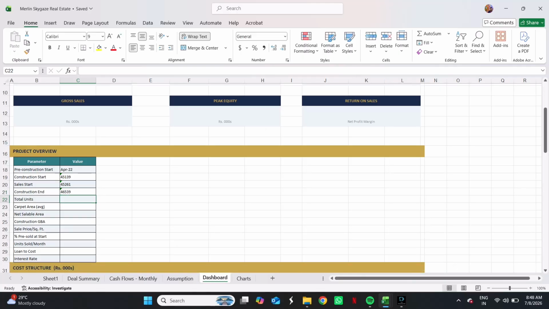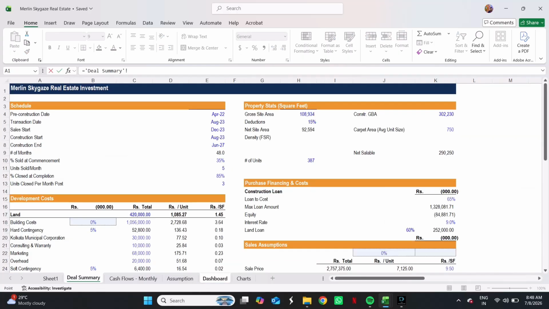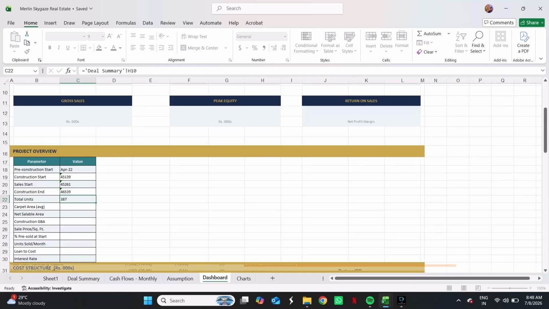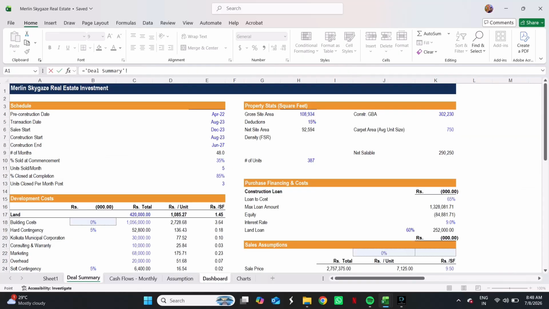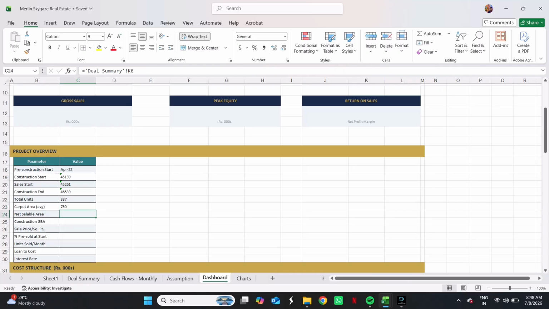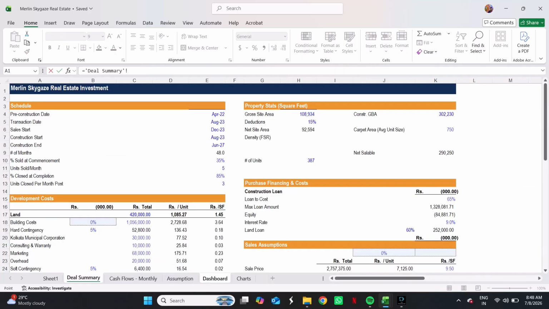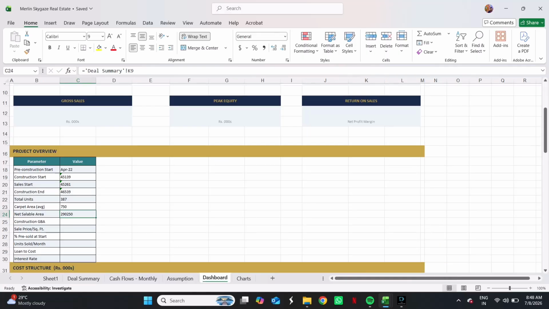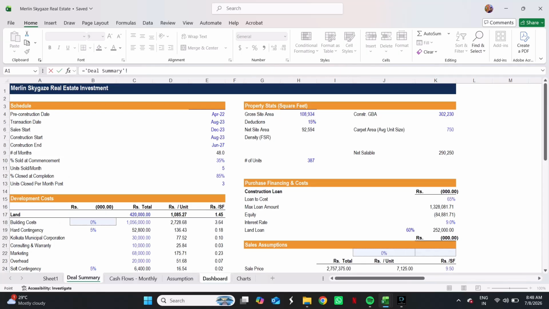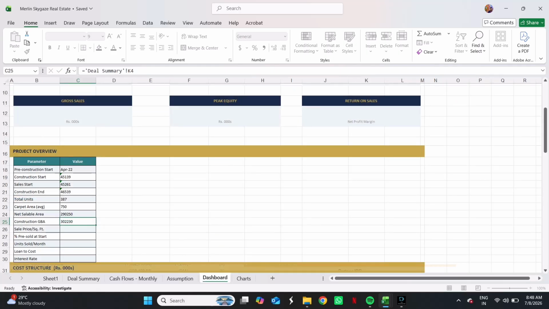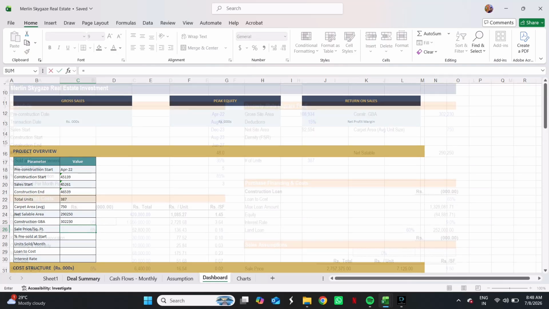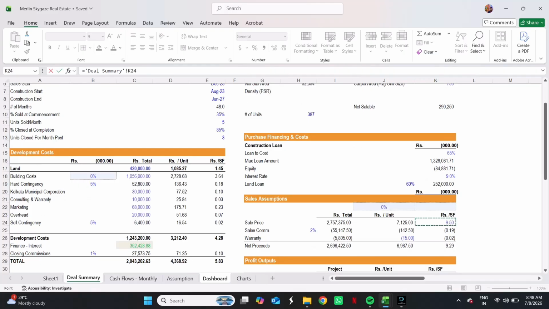Total units sold equal to deal summary 57. Carpet area equal to deal summary 750. Net sellable area 290250. Construction GBA 302230. Sale price per square feet 9.5.